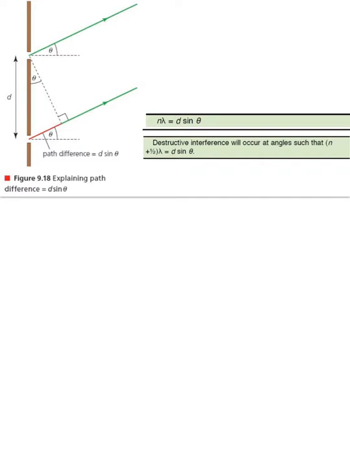Now that formula can be used at any stage of its derivation. So n lambda equals d sine theta you will also find very useful, and it's important also to consider that your destructive interference will happen when n plus a half lambda equals d sine theta. Okay, so these two might be useful.